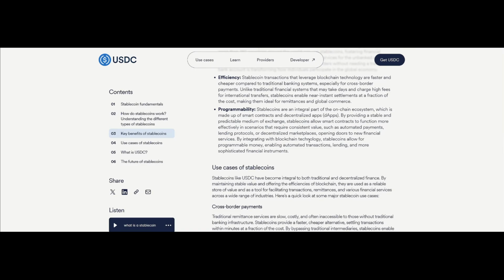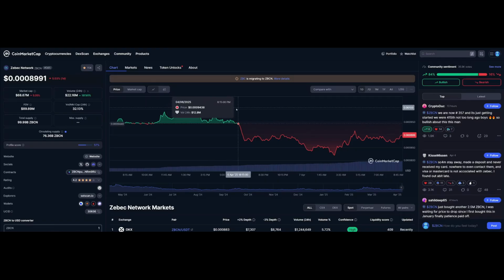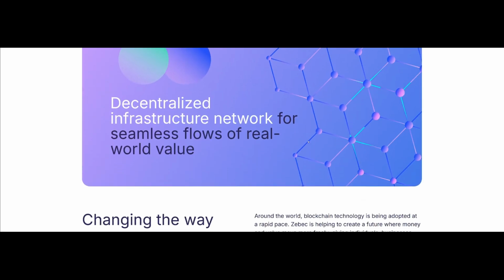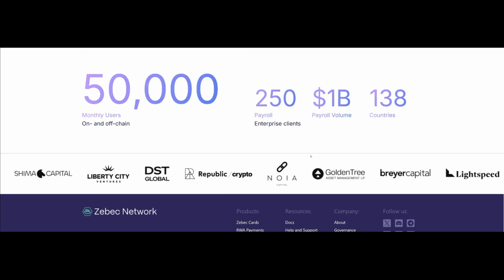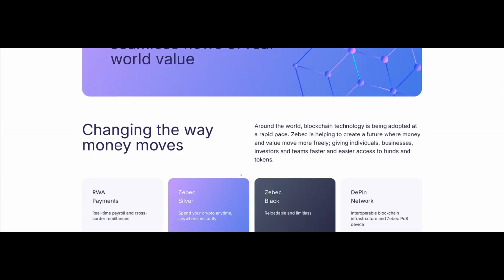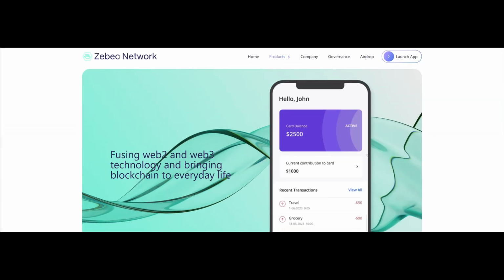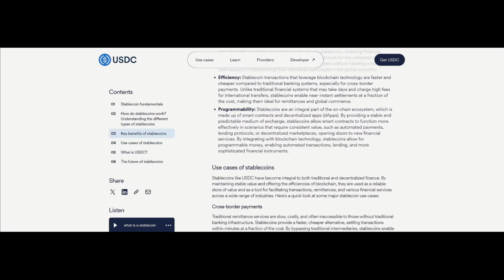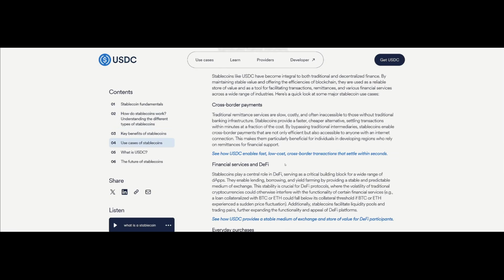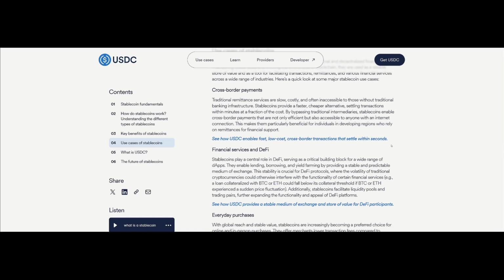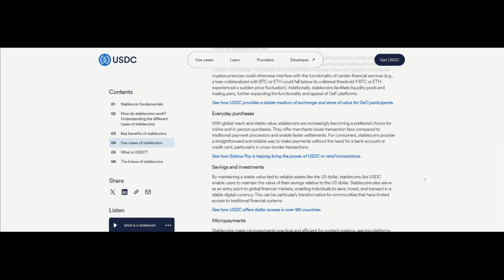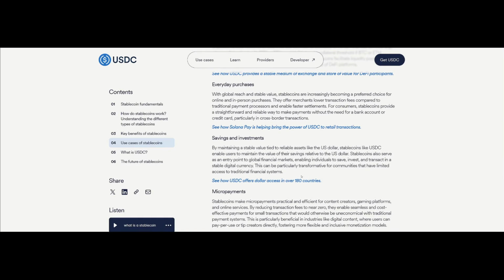By integrating with blockchain technology, stablecoins allow for programmable money, enabling automated transactions, lending, and more sophisticated financial instruments, which we talked about here, where you can set the AI to send those payments out to, for instance, John. So it's programmable, right? And there's no need to go any further. It's going to go over and over saying the same thing, right?